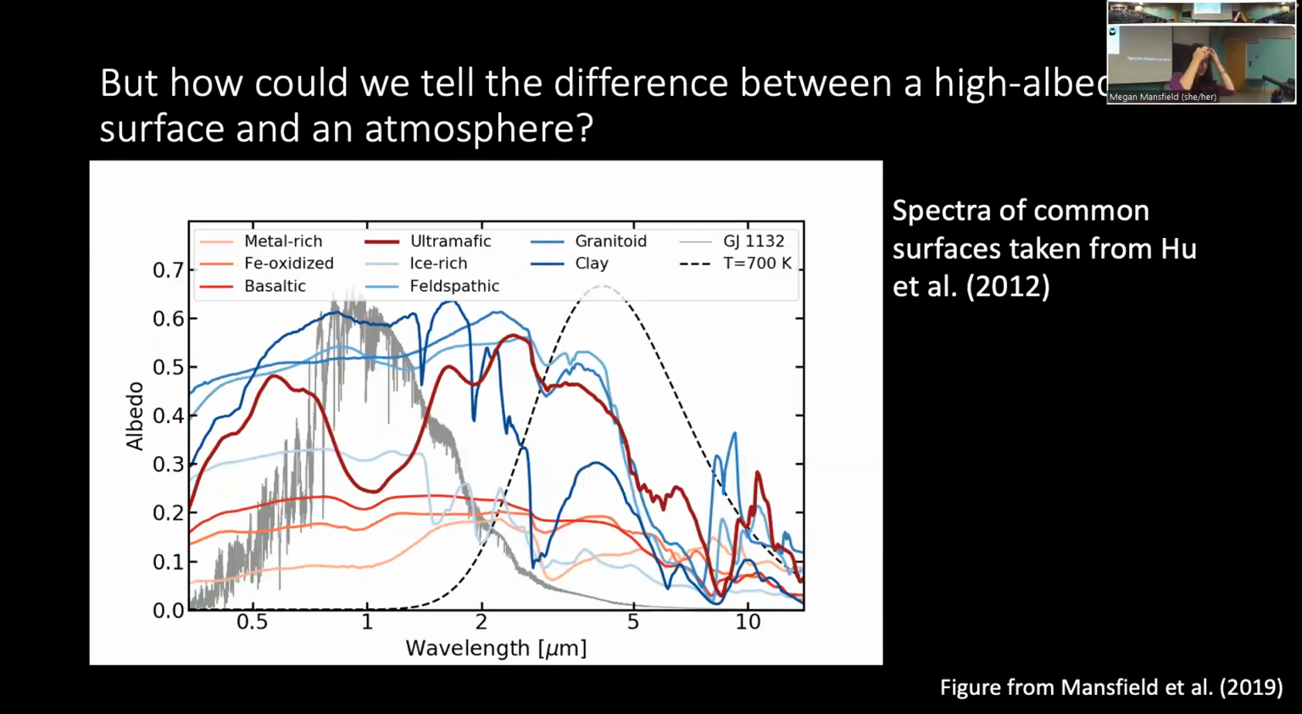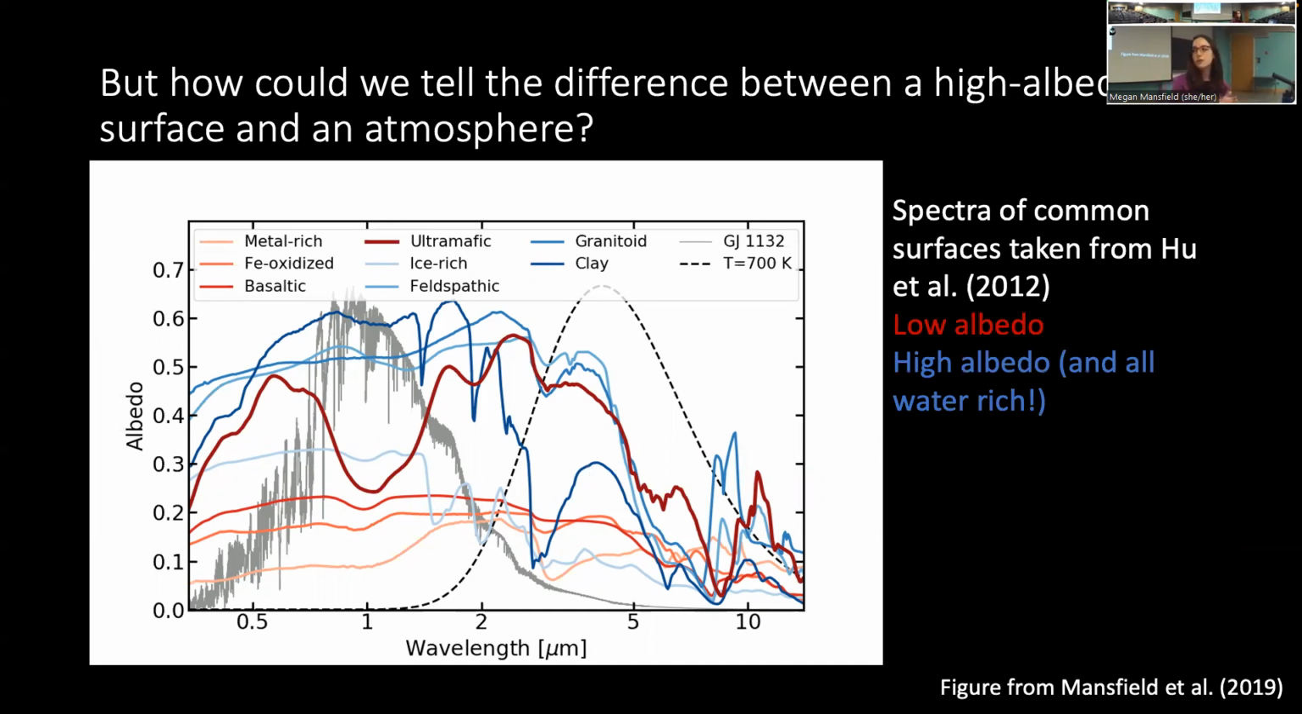So what we did in my paper is we actually looked at reflectance spectra of all of the common surfaces that we've seen to exist on terrestrial planets in the solar system. And we used those to see for what types of planets we wouldn't expect these higher albedo surfaces to exist, and so we wouldn't have to worry about confusing a high albedo surface with an atmosphere. And what we found is we can divide the surfaces that we see on solar system terrestrial planets into two categories.